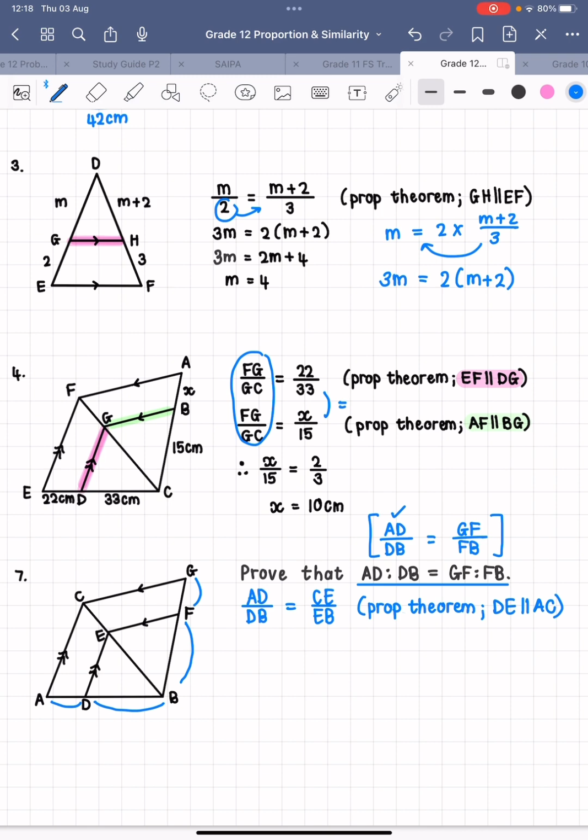Now we need to bring the second fraction into the mix, so we have GF over FB. Now what is GF over FB going to be equal to if we're looking at this top triangle? CE over EB again, which is the same thing. So now we're going to say GF over FB is equal to CE over EB. Again, this is because of prop theorem. But now we're working in the top triangle, so now we have to say EF parallel to CG.